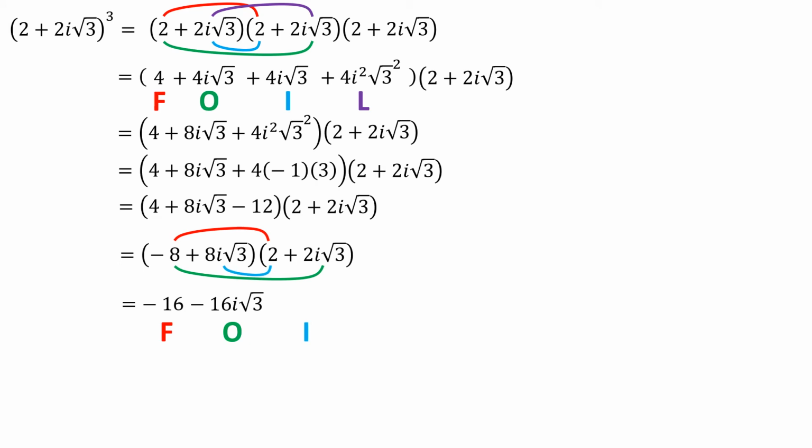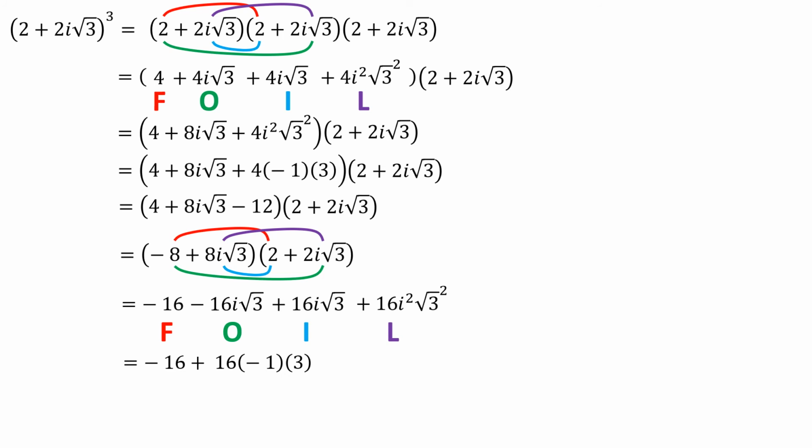Inner, well, 8 times 2 is 16. This time, however, it's positive. And of course, I still have the i root 3. Last, 8 times 2 is 16. i times i is i squared. Square root of 3 times square root of 3 is square root of 3 squared. Hey, look at O and I. Is that magical? Those add up to 0. They cancel out.